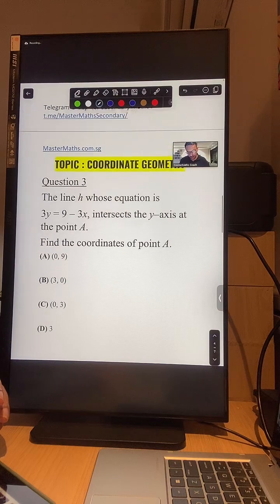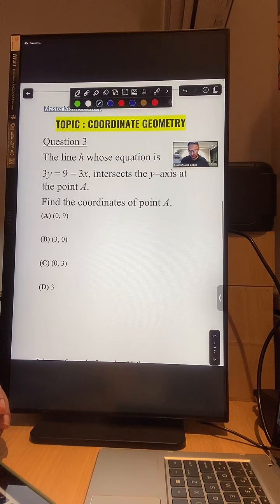Let's go on to question number 3. It says here, the line H, whose equation is 3y equals 9 minus 3x, intersects the y-axis at the point A. Find the coordinates of point A.